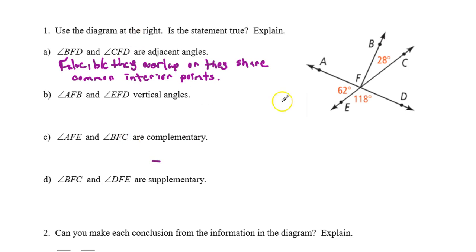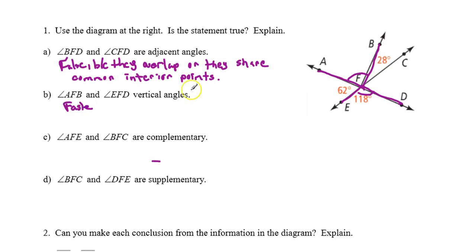All right, for this question, AFB, let's look at this now. So AFB, that's that one there, and EFD, okay, EFD, are they vertical angles? So angle AFB would be this angle right here, and EFD would be that angle. Is that true? And the answer to that is, that's false.